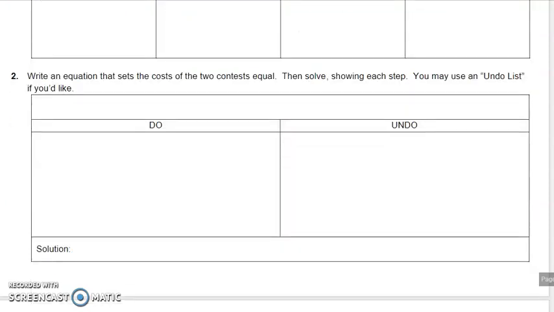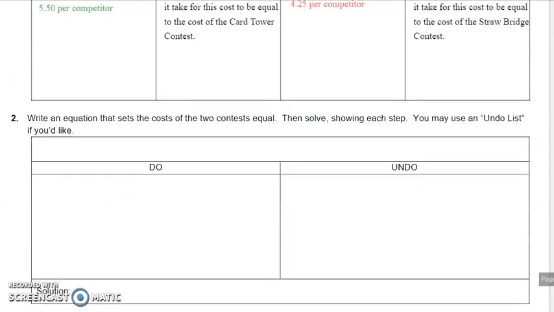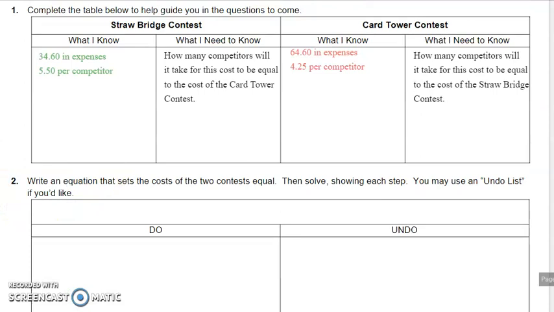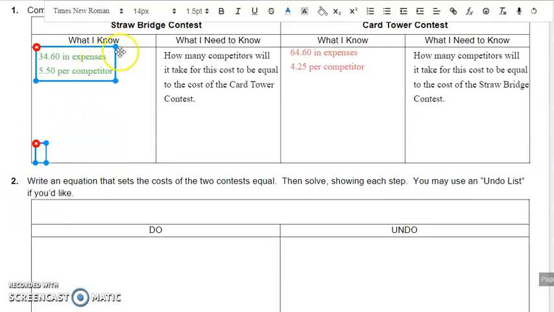Number 2 says write an equation that sets the cost of the two contests equal and then solve, showing each step. You may use an undo list if you'd like. So we know that we want to set these equal to each other. So we're going to take each expression that we've worked with or created and set them equal. Looking at our information up here, if we wanted to create an expression to represent the Straw Bridge contest, we know it would be $34.60 plus $5.50 per competitor. And we're going to let x equal the number of competitors.